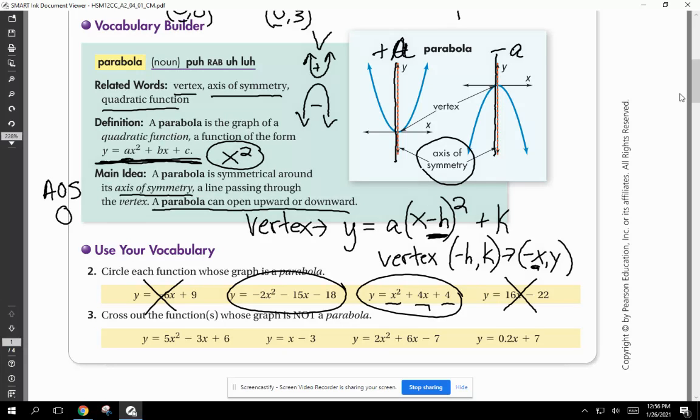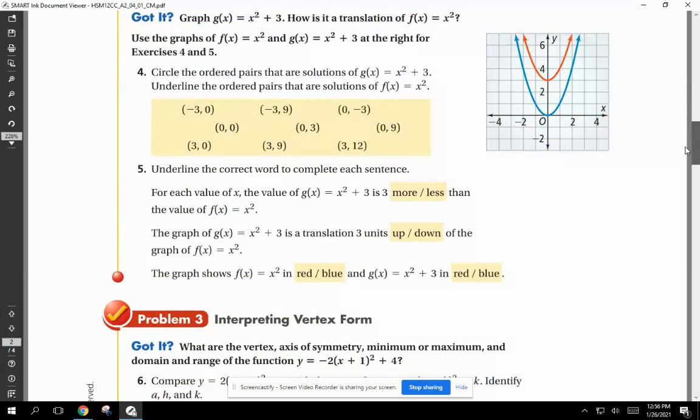Cross out the function whose graph is not a parabola. Again, all right, so which ones are not? This one has an x squared, an x, and a c, so that's correct. This one does not, so we're going to cross it off. Yes, no.